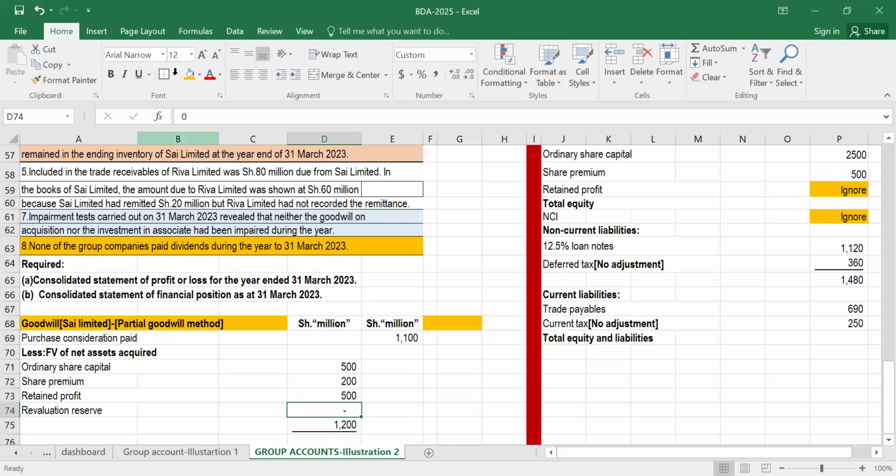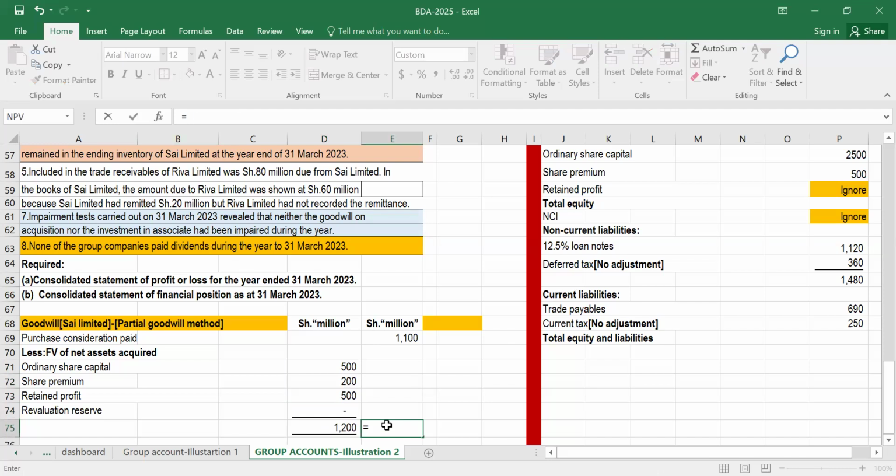1200 here. And because we are using the partial goodwill method, we now take the net asset acquired by the parent. The net asset acquired by the parent will be this 1200 times 80%. The parent company acquired 80% of the shares, which also means that the parent company acquired net assets equal to 80%.